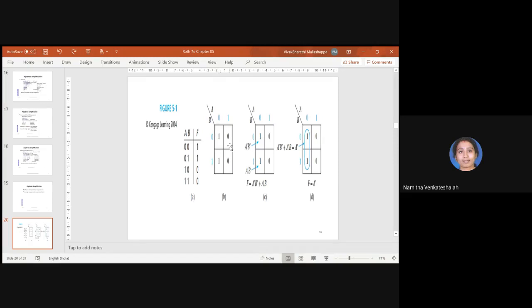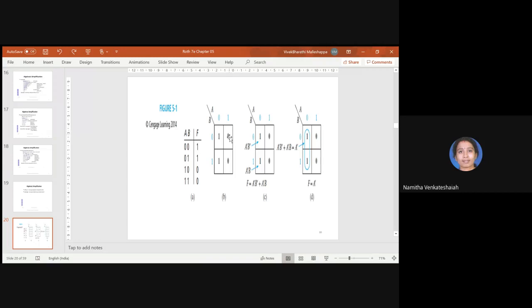Okay. And here, observe students, value of A is 1, but value of B is 0. Value of A is 1 and value of B is 0. Then this corresponds to which row of the truth table? Answer me in the chat window.